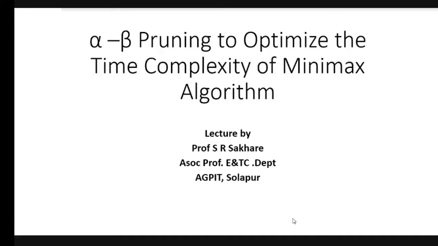Hello friends, today in this video we will see alpha beta pruning to optimize the time complexity of the Minimax algorithm. We have seen that in the Minimax algorithm, all the nodes are explored and then finally the right path for the proper move is found. So this again gives you a high time complexity, that is order of b raised to d. This again leaves us with more memory and more time complexity.